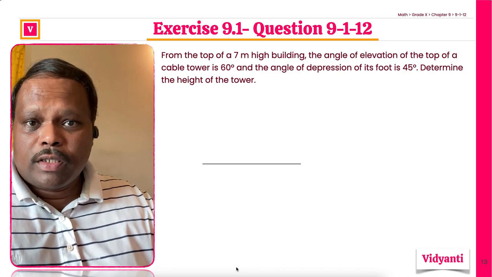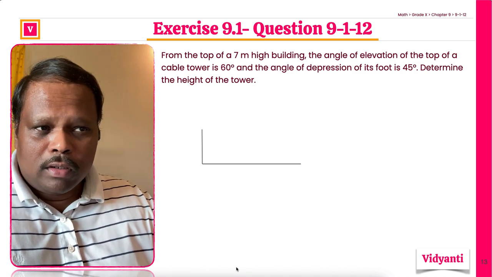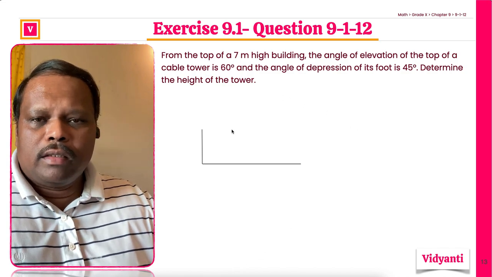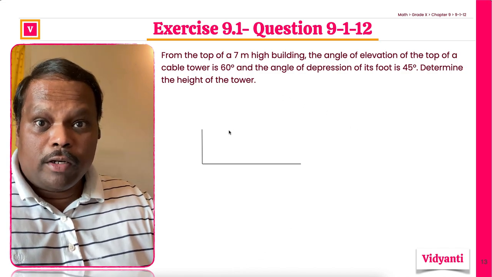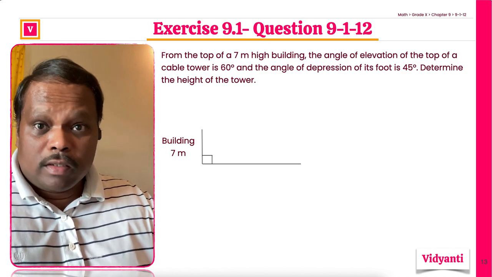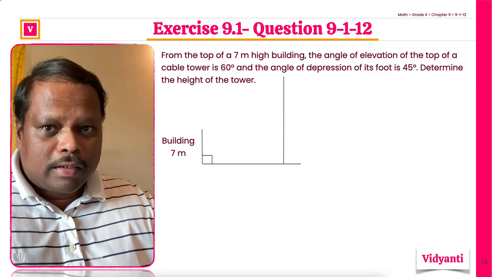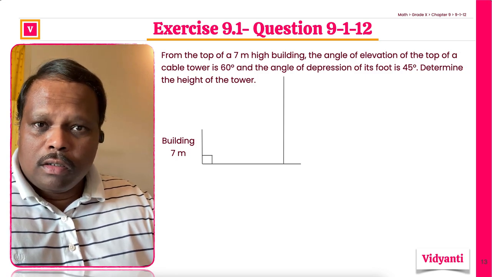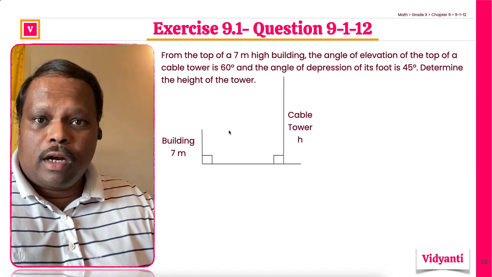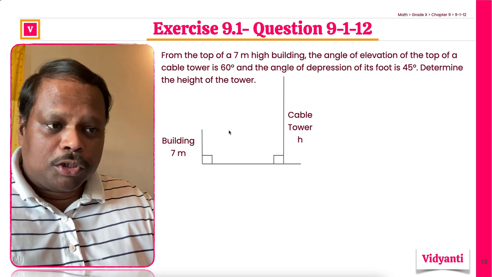Let this line represent the ground level, and on one side we have a high building, and its height has been given as 7 meters. It's obviously perpendicular to the ground. This is the building, and its height is 7 meters. And on the other side we have a tall cable tower, and again it is perpendicular to the ground, but its height is unknown. Let's assume that it is h.